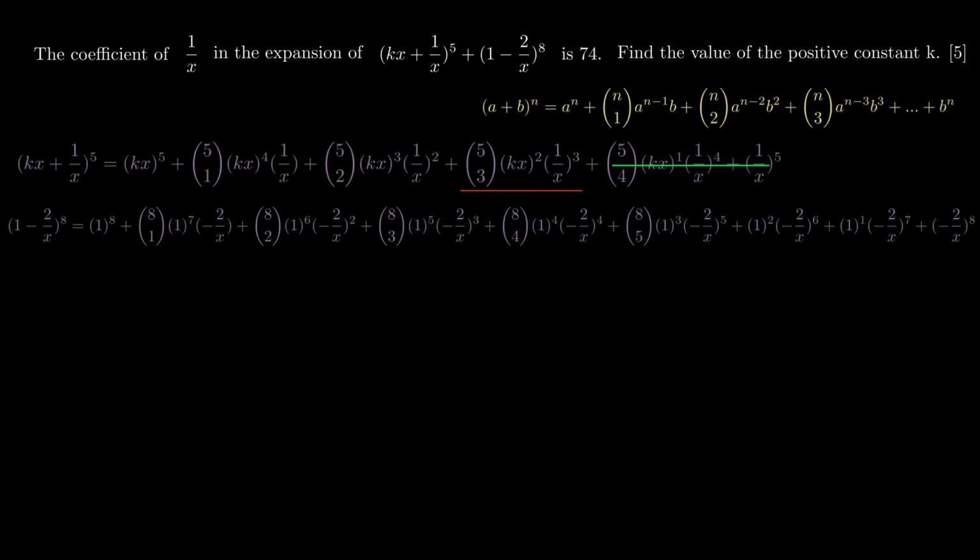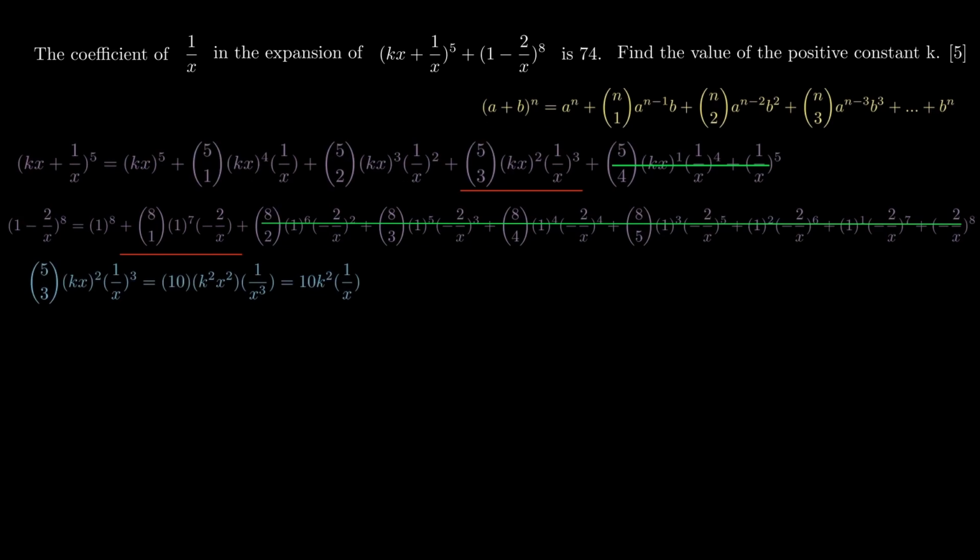Then we have to give the power of 2 to the kx and also the power of 3 to the reciprocal of x. Then if we do simplify it, we can easily see that 10k squared is going to be the coefficient of 1 over x in this binomial. Now on to the second binomial, we can easily see that the second term, which is 8C1, is going to be providing us with the reciprocal of x in it. And we can stop there and not write down the rest of them, it's not needed.